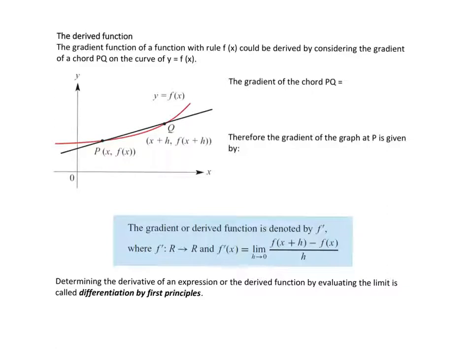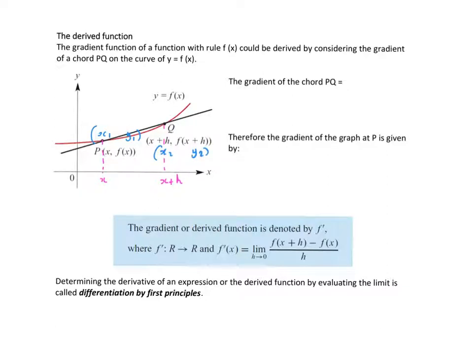Now we don't have any values. All we know is that the graph is f of x, and we know therefore that here is x, that's our x value, and this one is x plus a little bit more, which is h. So therefore the coordinates are x and f of x, and x plus h and f of x plus h. So again, here's our x1, there's our y1, and there's our x2, and there's our y2.